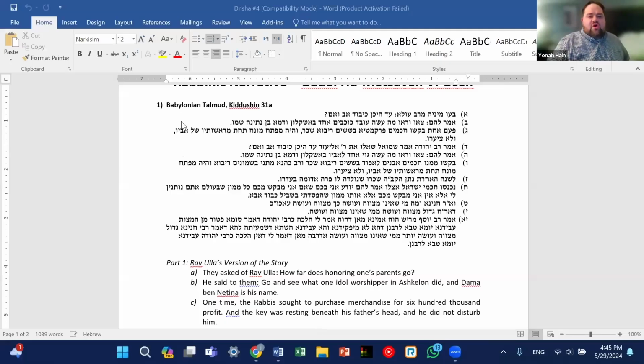From the onset, he's described as an Oved Kochavim, right? In some manuscripts, it's a goy. So this is a Gentile or an idol worshiper. But the name, and we're going to see some of the actions, might have a little merit to it. And now the question is, how far does honoring one's parents go? And Ula says, go check out this idol worshiper. Now, is this idol worshiper going to be an example of what to do or an example of what not to do? We have to keep our antennae up for that.